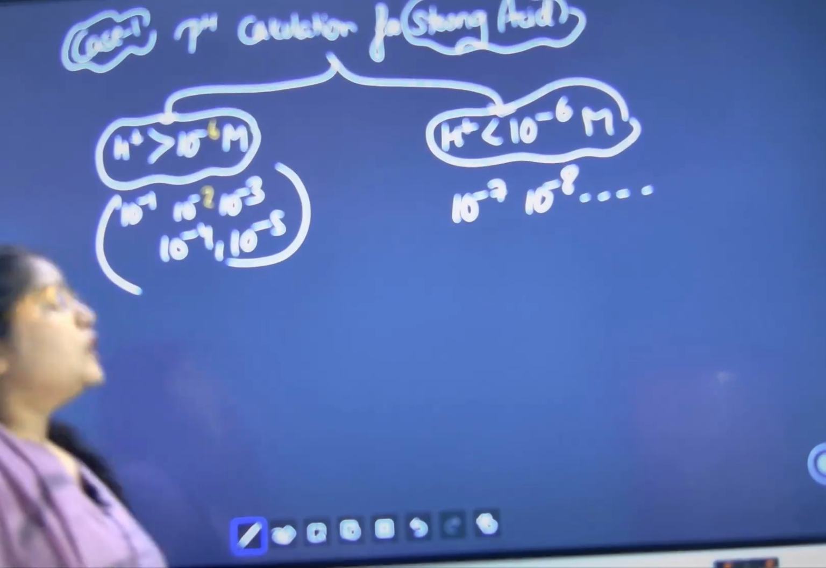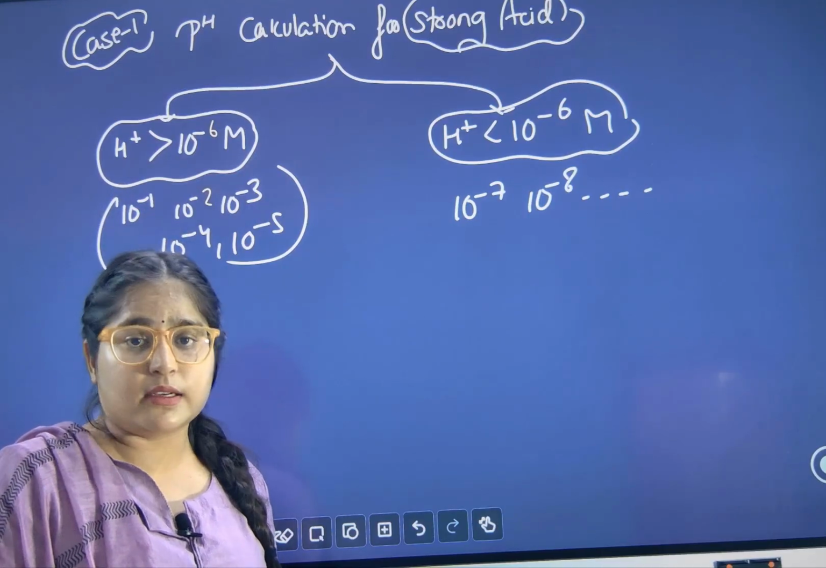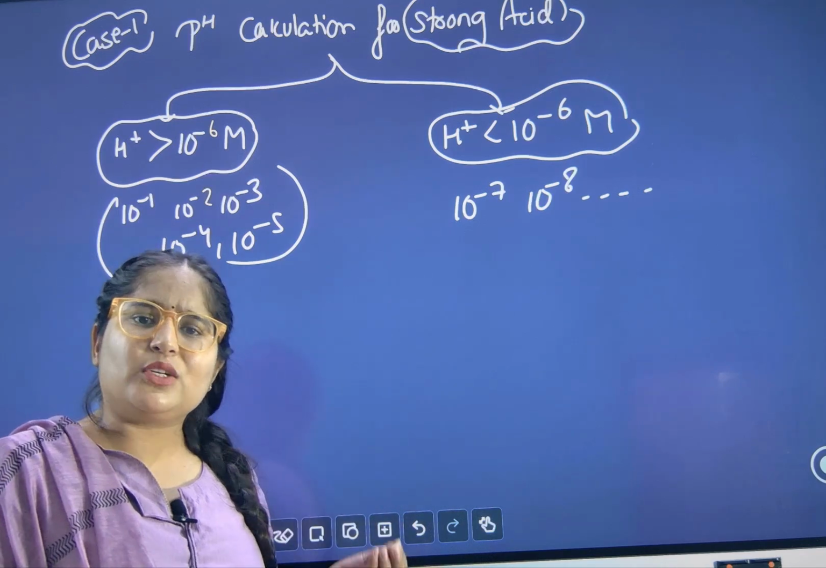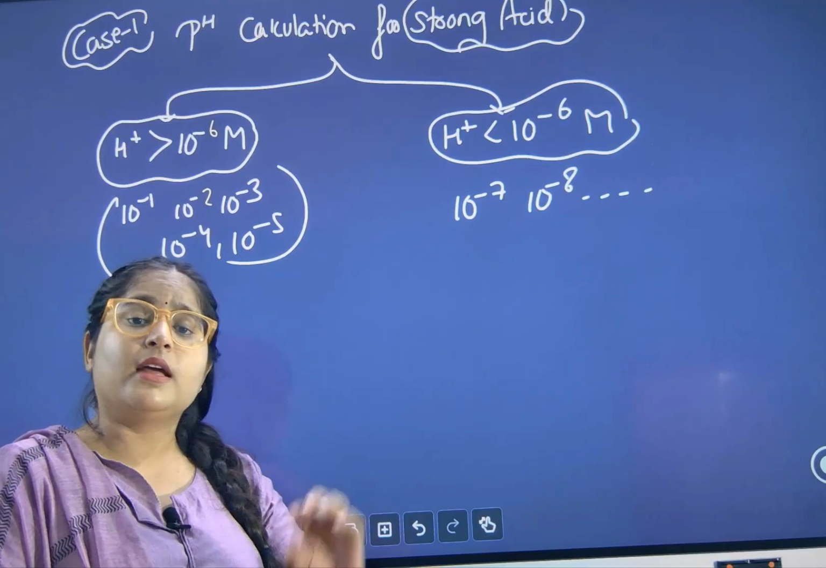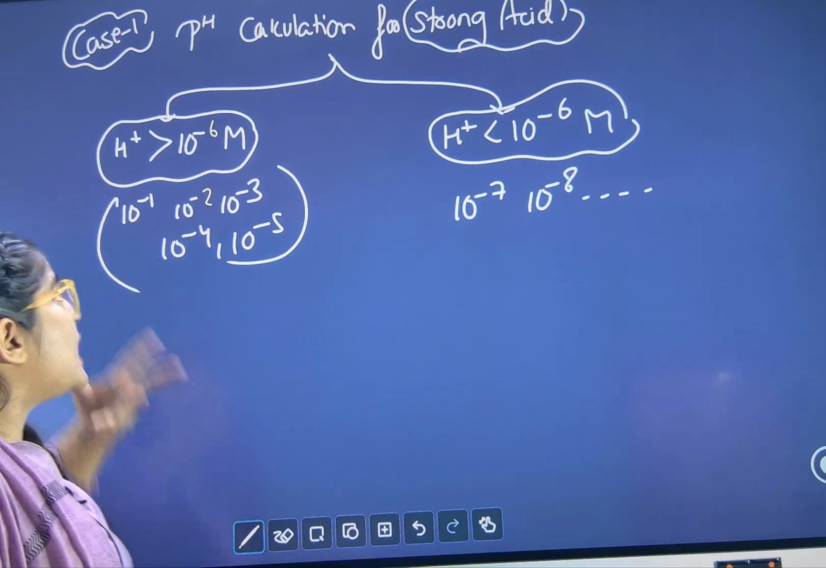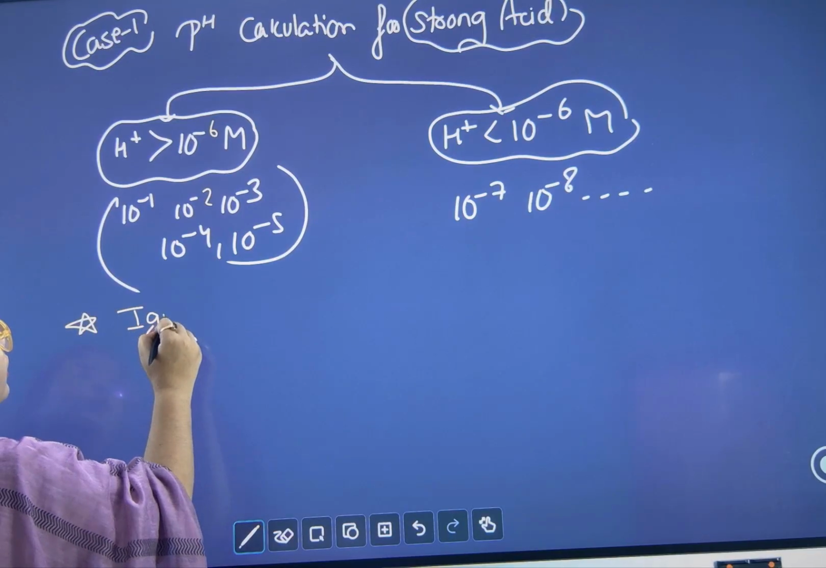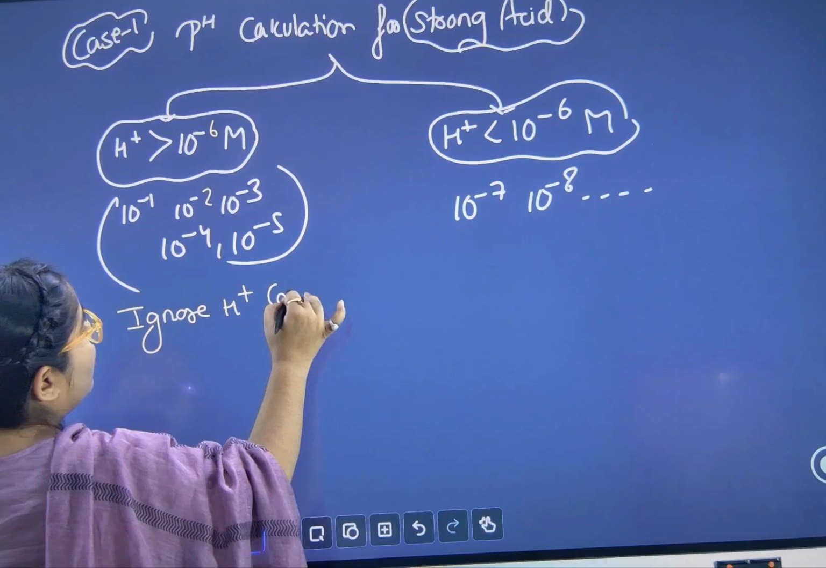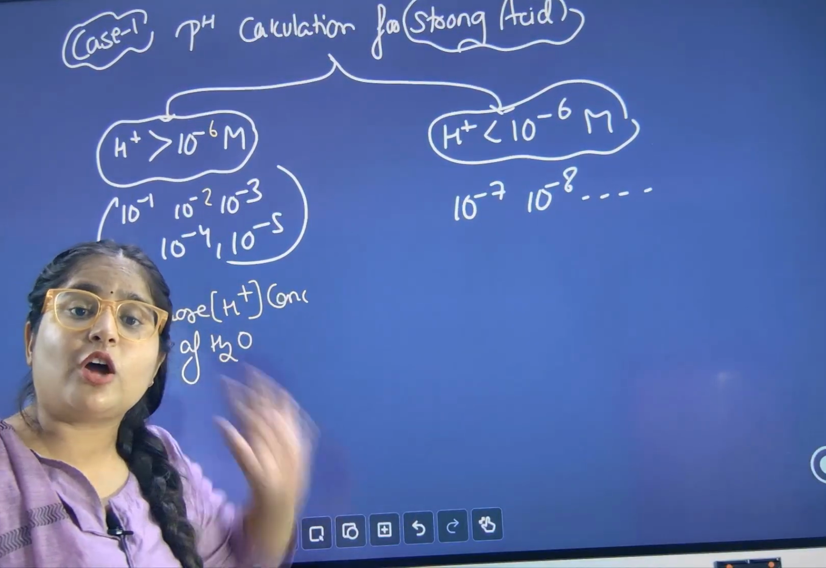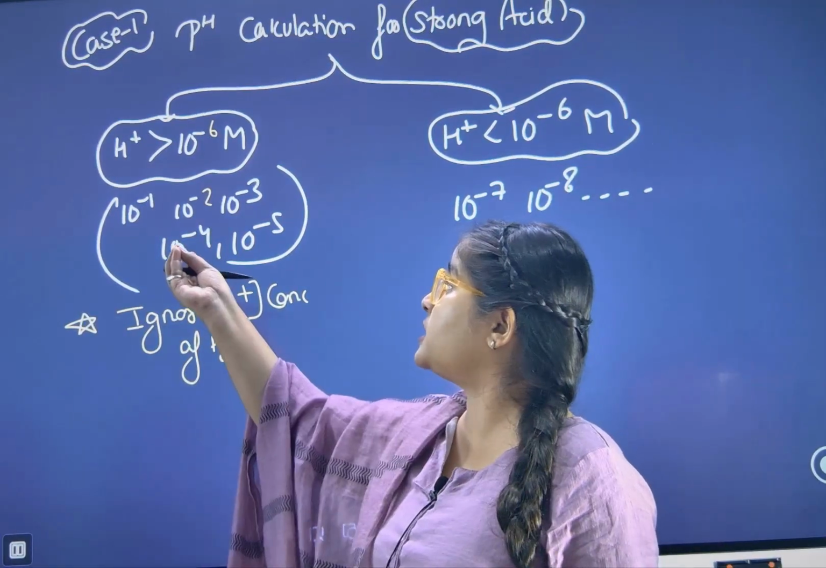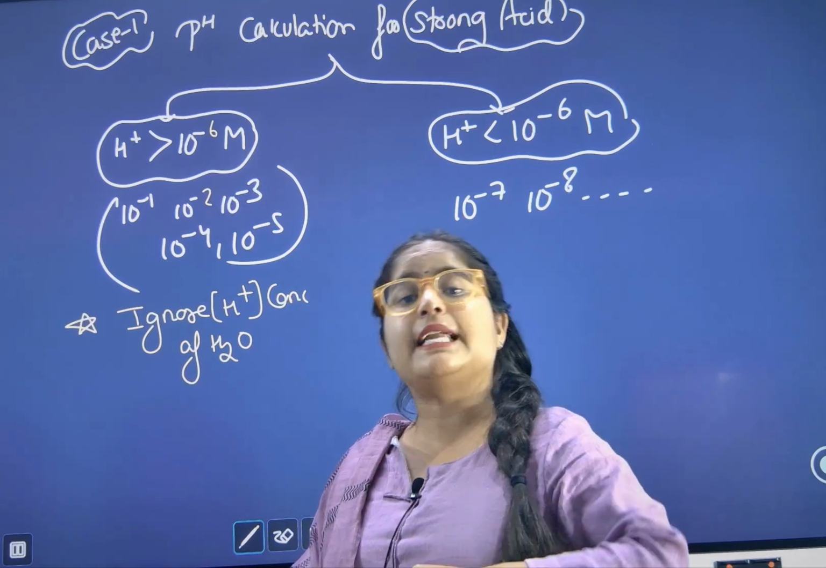Clear? So when the H ion concentration is greater, as compared to that, the H ion of water will be very less. So whenever H plus ion is more than 10 to the power minus 6, what is the star point here? Ignore the H ion concentration of water. So what I have told you, whenever our H ion is more than 10 to the power minus 6, we will ignore the water H ion concentration because acid H ion is more.